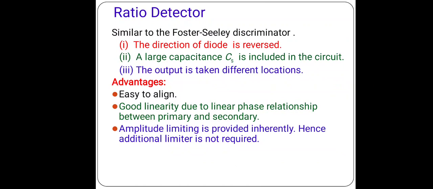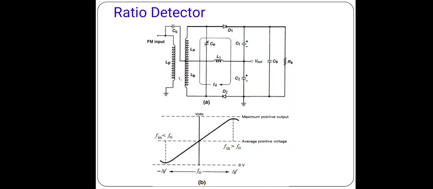In the ratio detector, similar to the Foster-Seeley discriminator, the direction of the diode is reversed. A large capacitance is included in the circuit. The output is taken from different locations. The advantages: easy to align, good linearity due to the linear phase relationship between primary and secondary. Amplitude limiting is provided inherently, hence an additional limiter is not required. This is the circuit for the ratio detector.